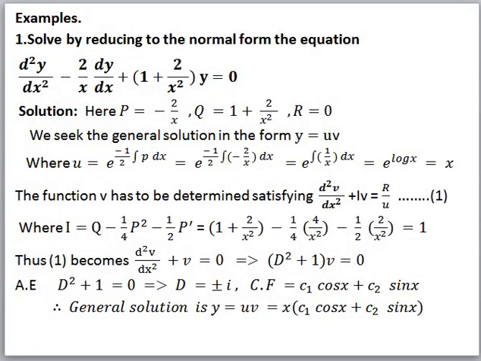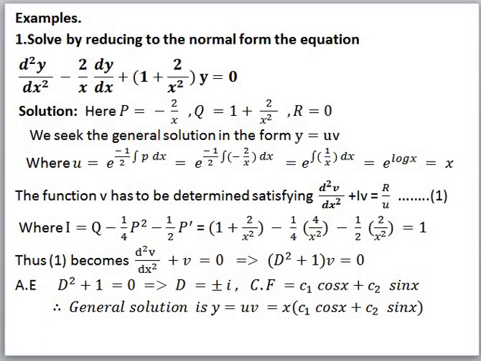Let's see some examples. Solve by reducing to the normal form the equation d square y divided by dx square minus 2 divided by x dy by dx plus 1 plus 2 divided by x square into y is equal to 0. Comparing with the standard form of the equation, d square y divided by dx square plus p into dy by dx plus q into y is equal to r. Here p is equal to minus 2 by x, q is equal to 1 plus 2 divided by x square, and the right hand side r is equal to 0.